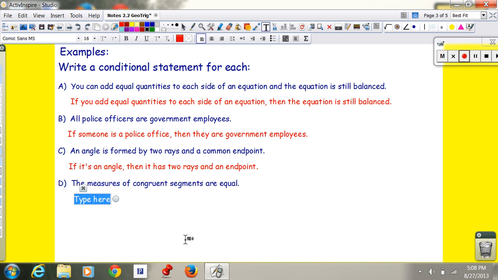Letter D says the measures of congruent segments are equal. So if segments are congruent, then their measures are equal. Remember the difference between congruent and equal. Congruent means the shapes are identical. They could land on top of each other. Equal means the measures are equal, means the numbers are equal. The numbers of the measurements are equal. So there's a couple of examples for you. Write those down.